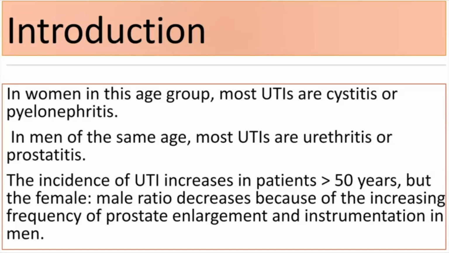One more thing, we can divide UTIs into lower urinary tract infections and upper urinary tract infections. I will explain in the next slides through diagrams. But after 50 years of age, the incidence of UTI increases, but the female-male ratio decreases because of prostate enlargement and other instrumentation in males.